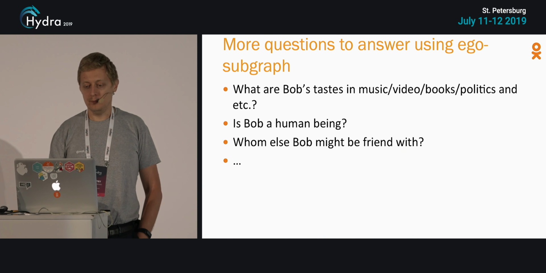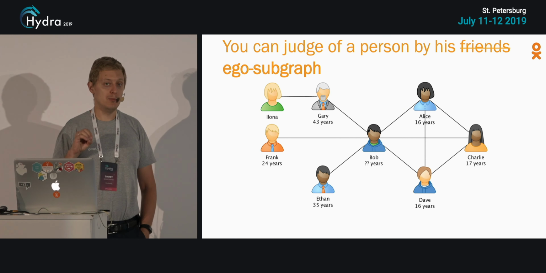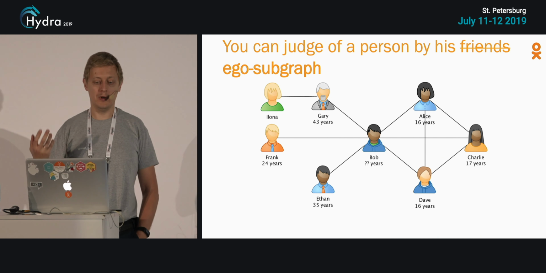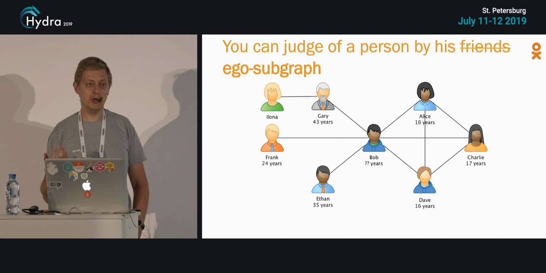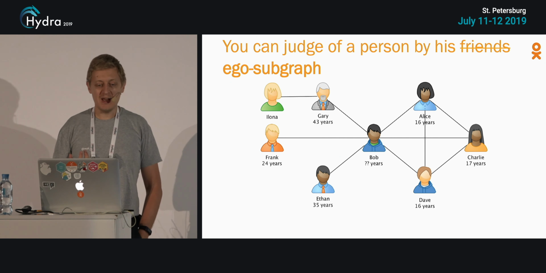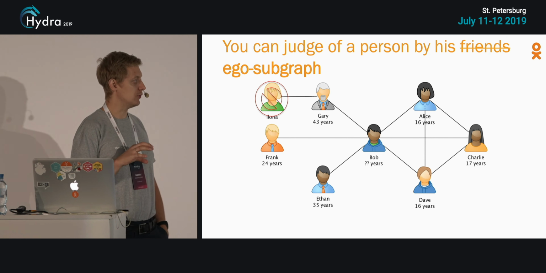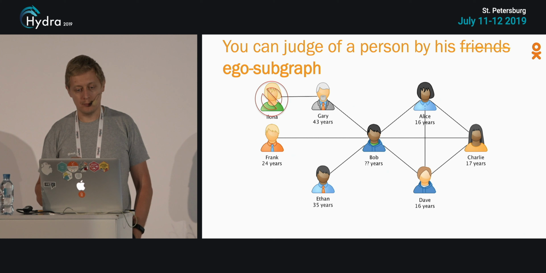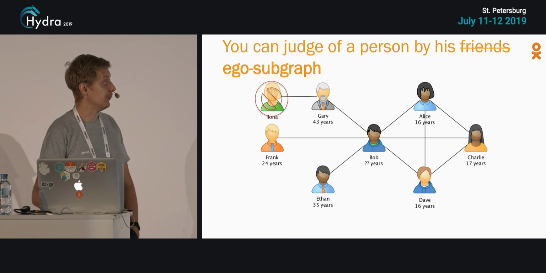And before going further, we need to make some clarification. An ego subgraph is only the part visible to the user. If one of Bob's friends, in this example Gary, has an additional friend, let's call her Ilona, who is not friends with Bob, then Ilona is not part of Bob's ego subgraph. So an ego subgraph includes only the direct friends and the links between them. That's important, and we will use this property for optimization later on.